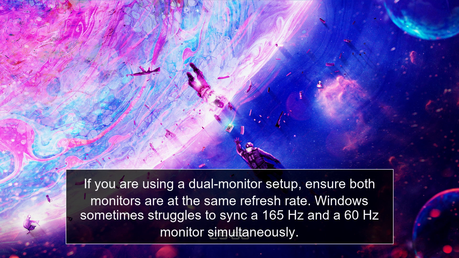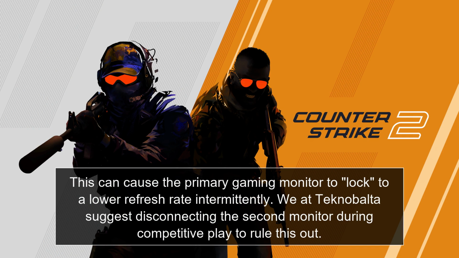If you are using a dual monitor setup, ensure both monitors are at the same refresh rate. Windows sometimes struggles to sync a 165Hz and a 60Hz monitor simultaneously. This can cause the primary gaming monitor to lock to a lower refresh rate intermittently. We at Teknobalta suggest disconnecting the second monitor during competitive play to rule this out.